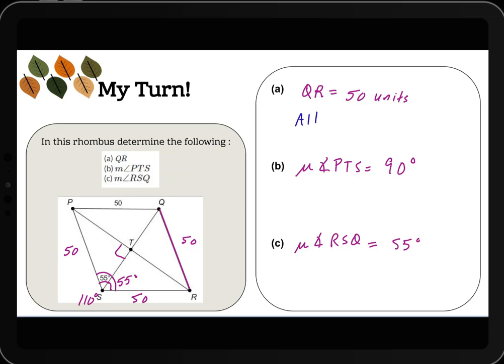So all sides are congruent. Diagonals are perpendicular to each other, so we'll use this symbol. And of course, diagonals bisect the angles, right? So the diagonals bisect the angles. And remember, bisection means cut into two equal halves.